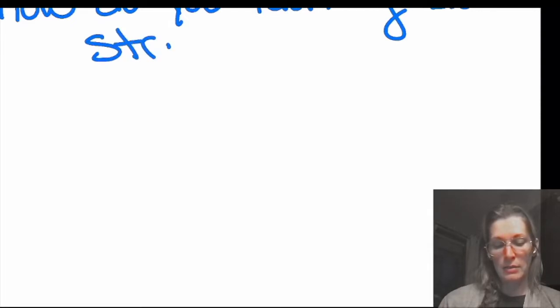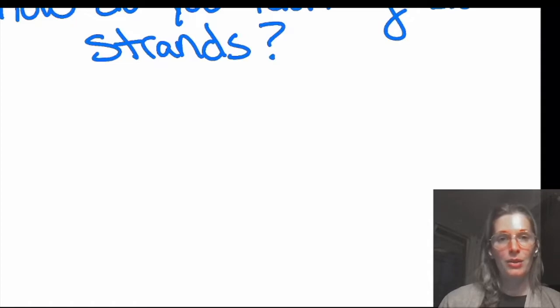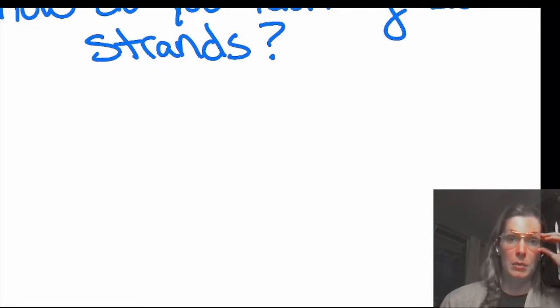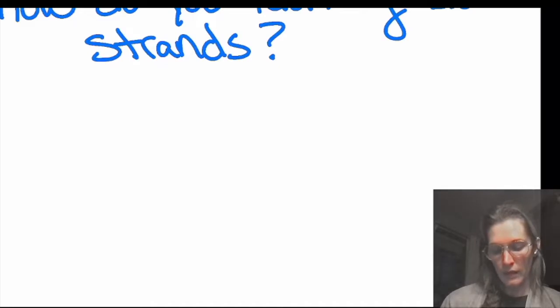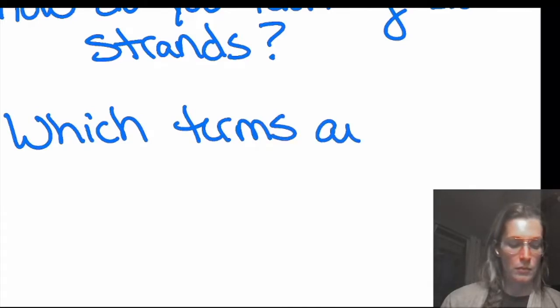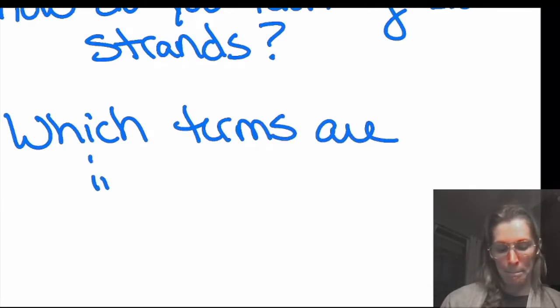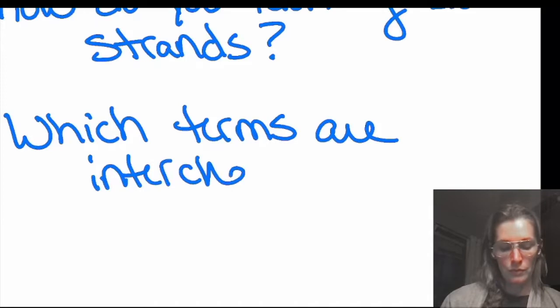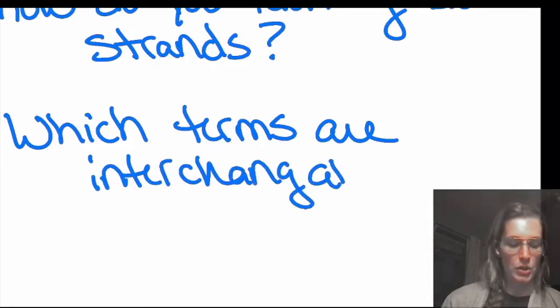So you're going to be learning some naming conventions. Big one is, how do you orient yourself to figure out which strand is which? Because that's the core. If you don't have that, you're always going to be confused. And then which terms are interchangeable? And which aren't?